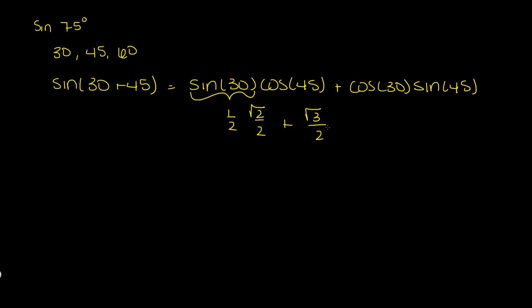That was weird for me to say. Cosine of 30 is the square root of 3 over 2 times square root of 2 over 2 for sine of 45. So many sines and cosines. My brain is just not processing them fast enough.